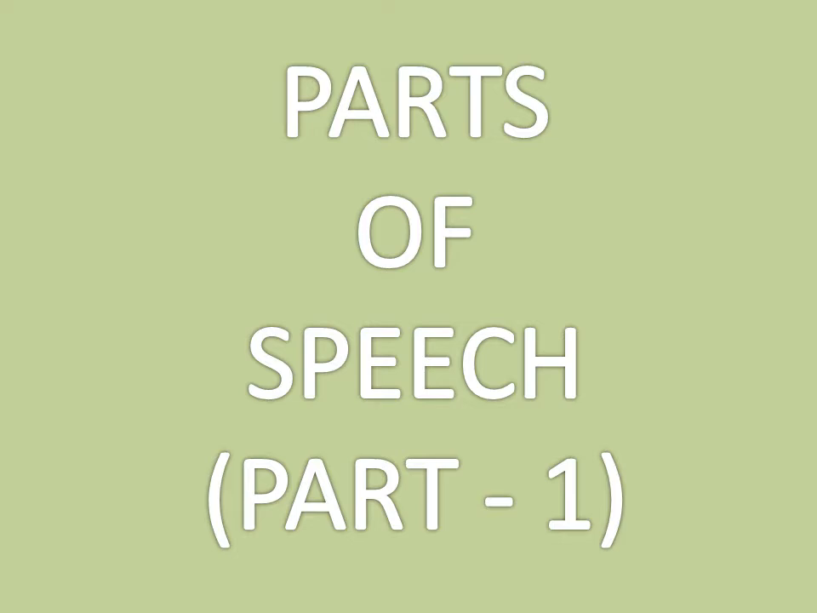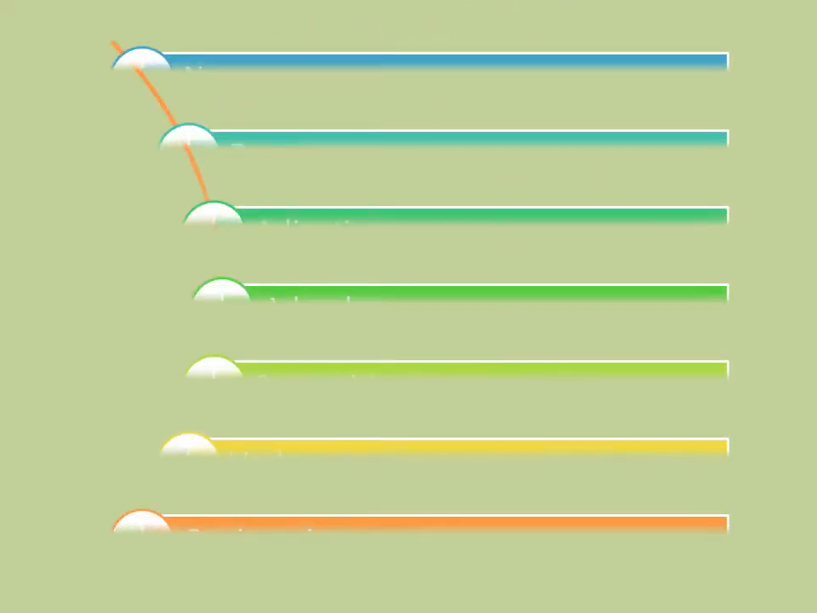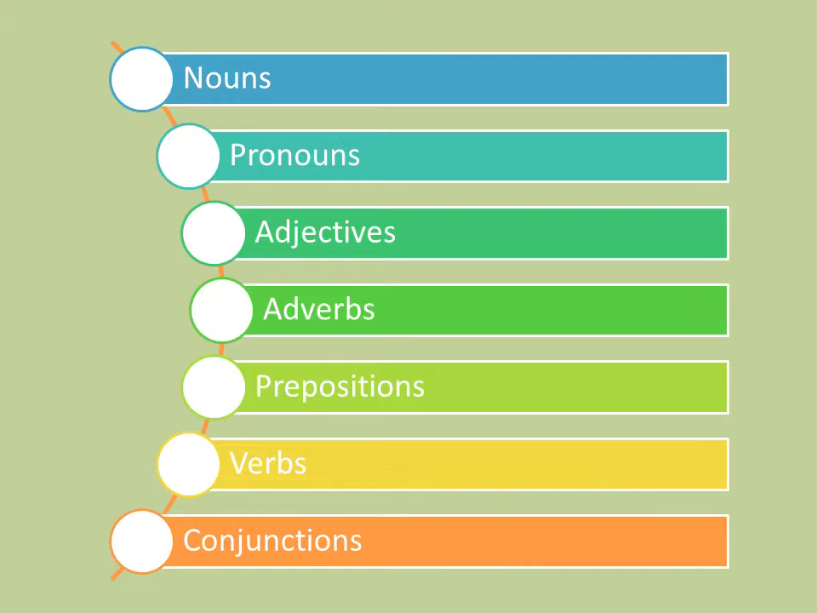Parts of speech. Roughly, we have the following parts of speech: nouns, pronouns, adjectives, prepositions, verbs, adverbs, conjunctions, and interjections. I know I have not included the interjections. We will talk about it in later videos. So I'll be just giving you a flavor of each of them.